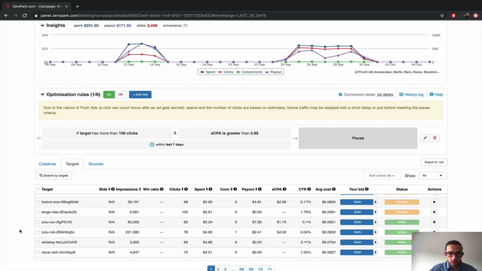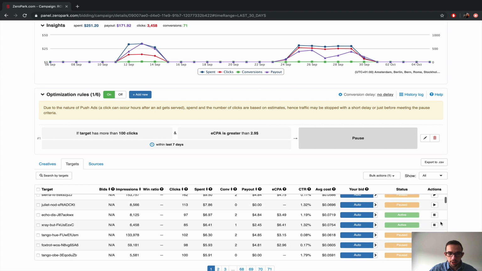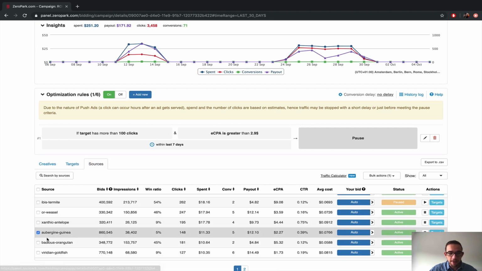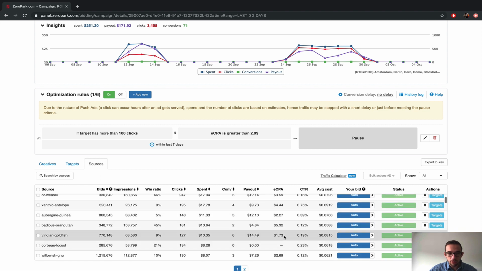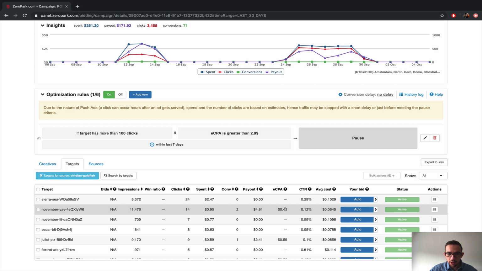I want to select this one and then go to, how did I do it before? Where did it say targets? Oh, I'm already in the target right now. I have to go back to the source. So this is the source and this is the eCPA. So this one, for instance, Viridian Goldfish. Run these targets and you'll see they're probably super profitable.